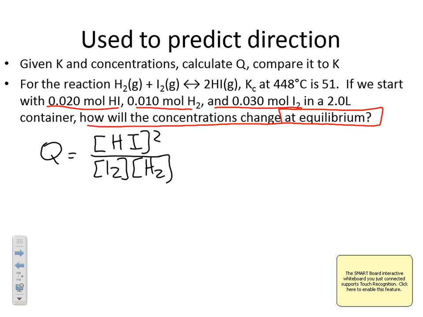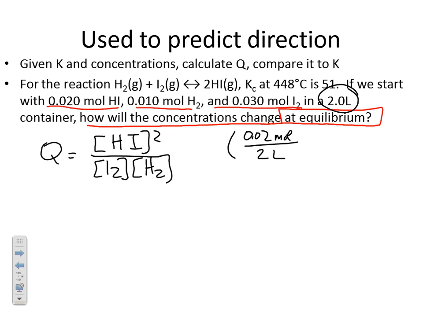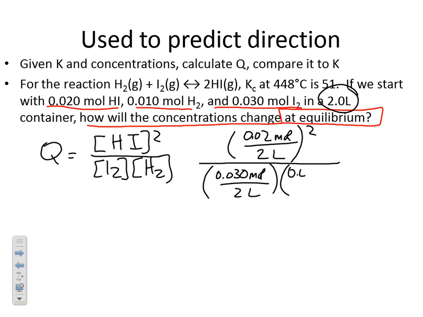So in my expression, I'm going to have the concentration of HI, which is 0.02 moles divided by 2 liters. Notice they gave us liters here, and I'm going to square that. I'm going to divide that by the concentration of I2, which is 0.030 moles over 2 liters, times the concentration of H2, which is 0.01 moles over 2 liters. So simply doing that math, plugging that into the expression, I get a Q value of 0.035. This is also a ratio just like K.